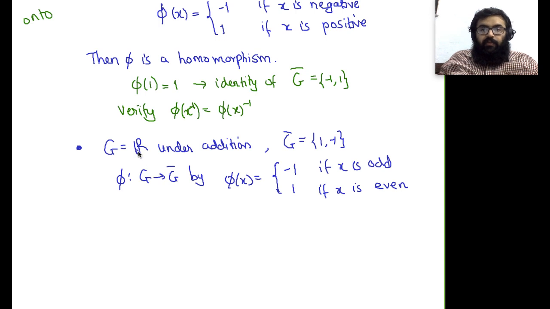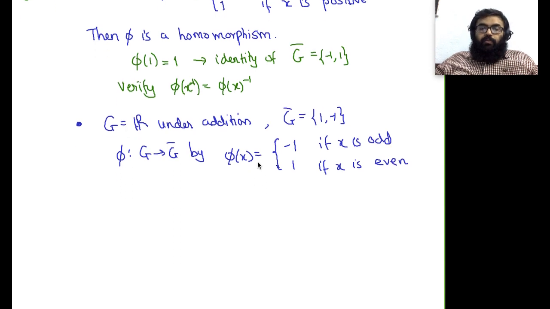So when we have one odd number, the image is minus 1. Another odd number, the image is minus 1. Here we add two odd numbers, we get an even number, so the image will be 1. On the other hand, their images are multiplied because G bar is a multiplicative group. So minus 1 times minus 1 is 1. So this also will work.